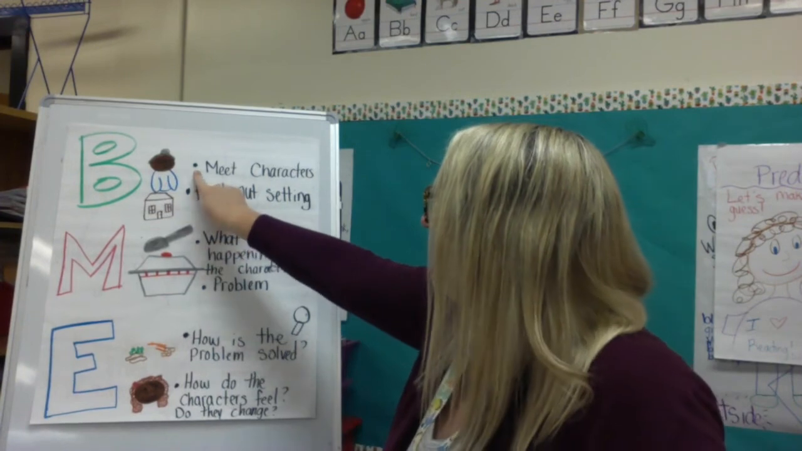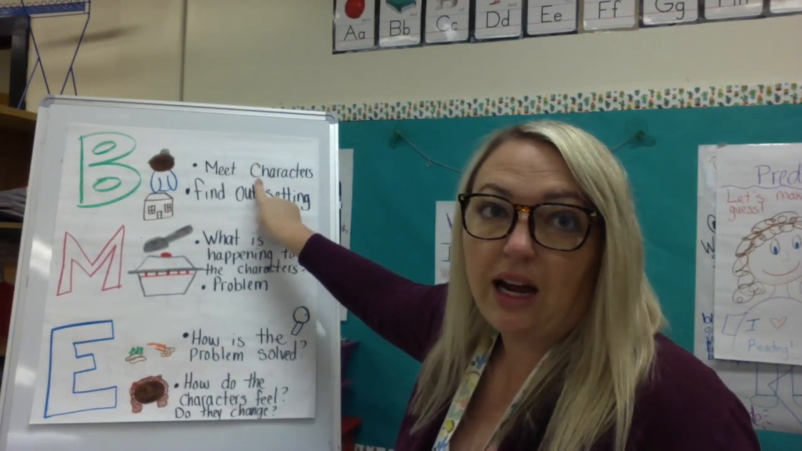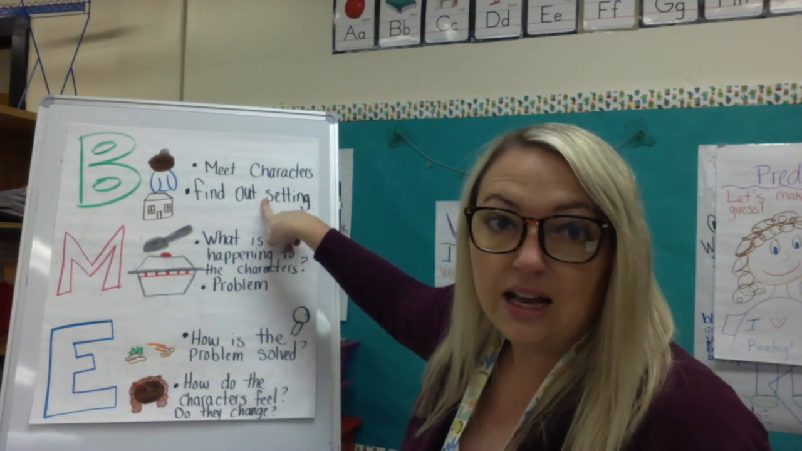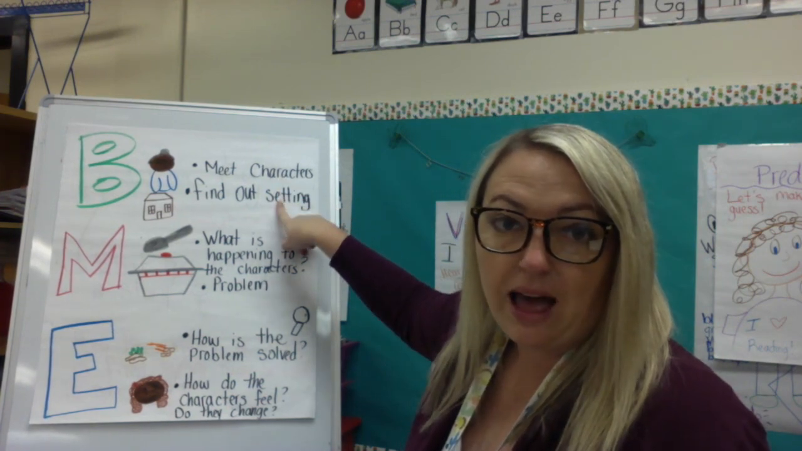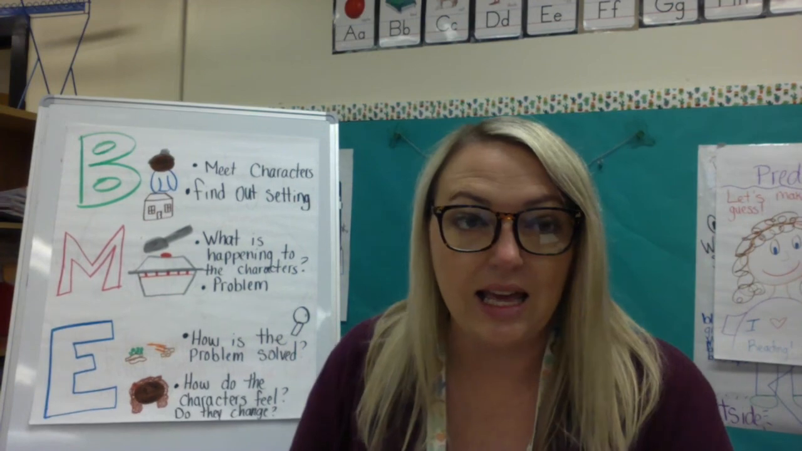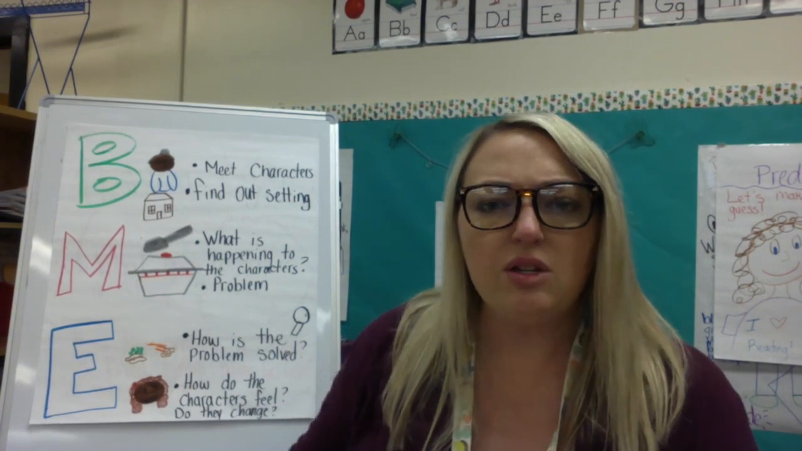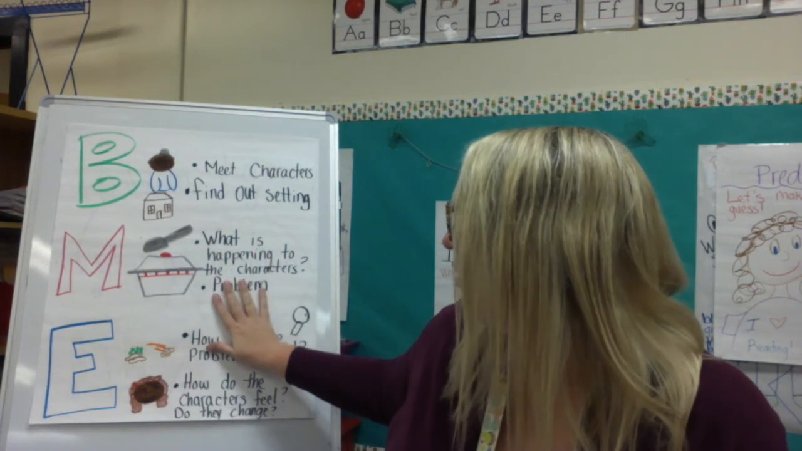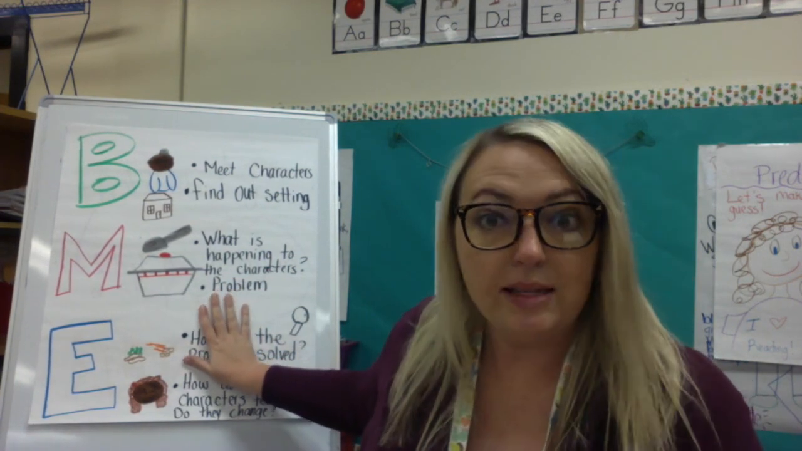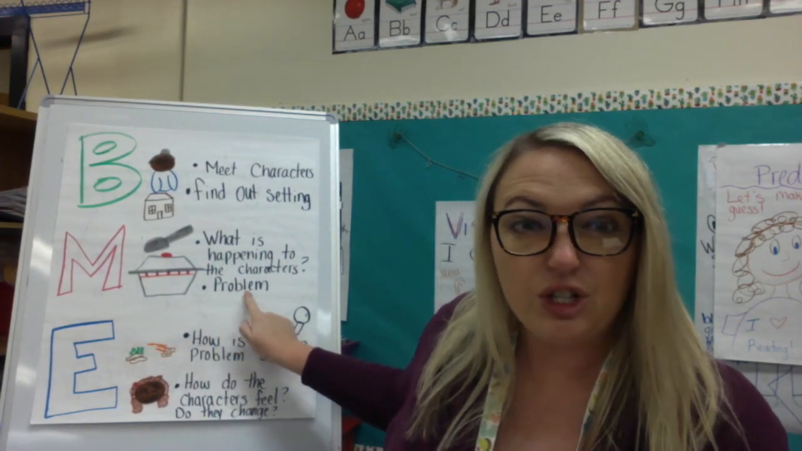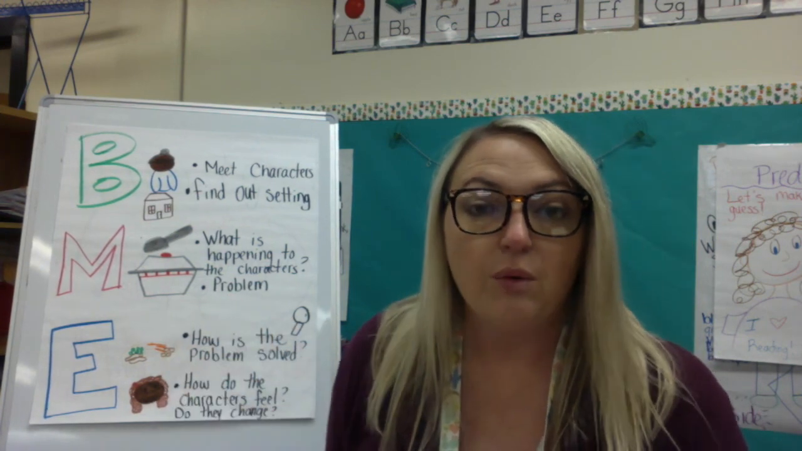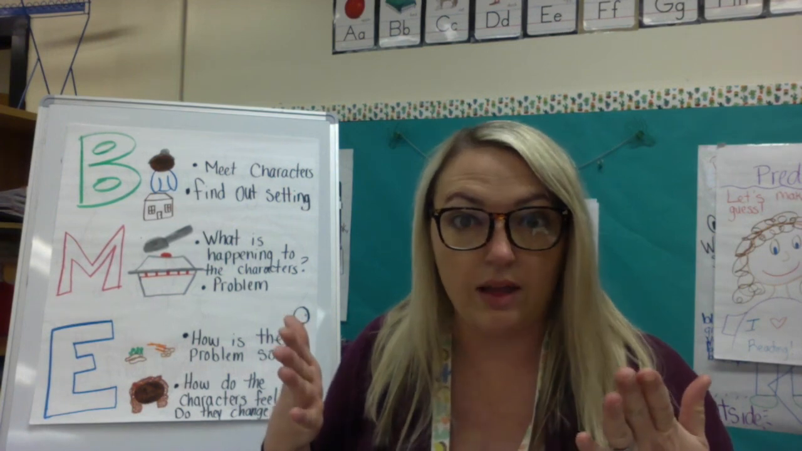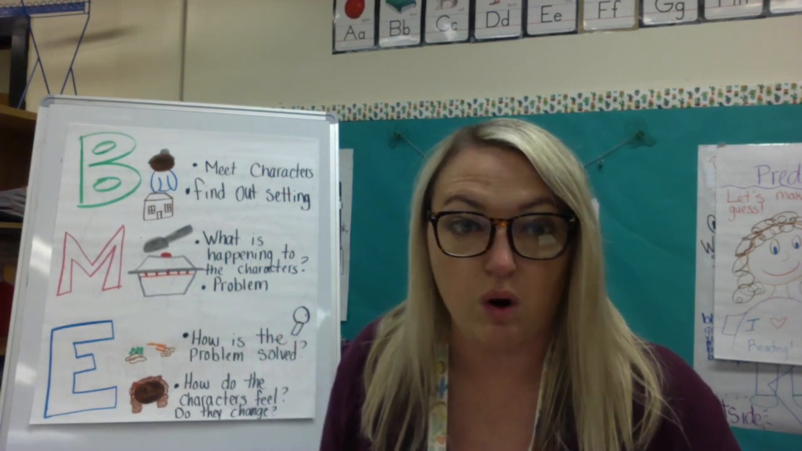Well, in the beginning of the story, we usually meet the characters and we find out where the setting is. Now, we know what characters are by now, and we know what a setting is. So, in the beginning, we usually talk about characters and setting. In the middle, we usually talk about what's happening to the characters, and there's usually a problem. Remember, a problem is something that goes wrong in the story.